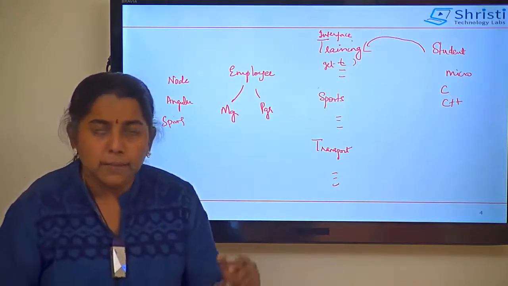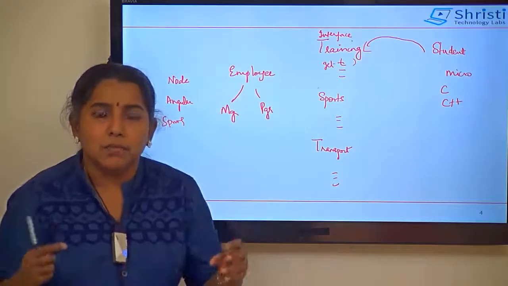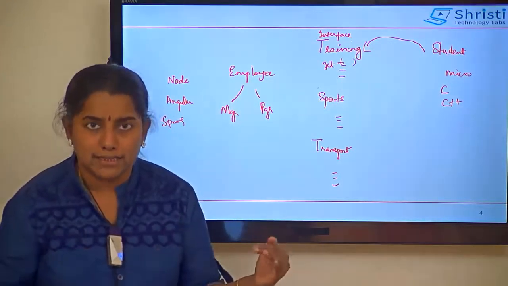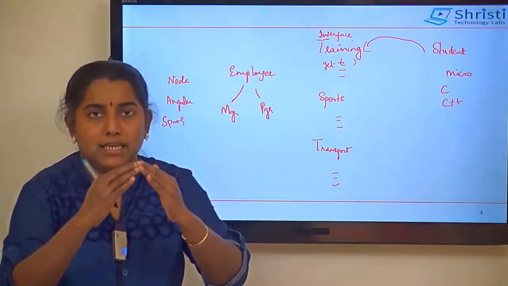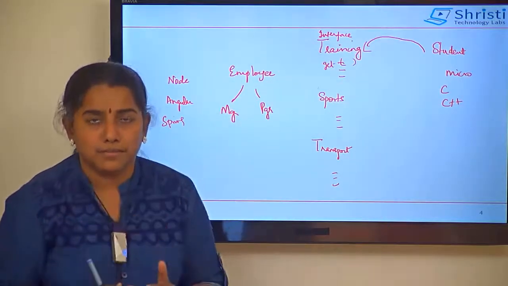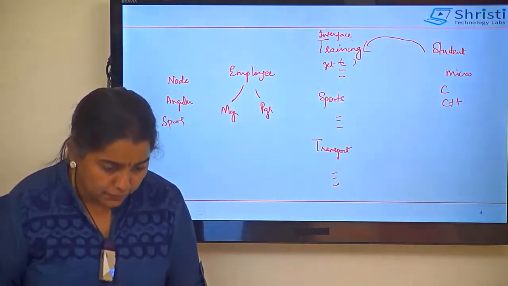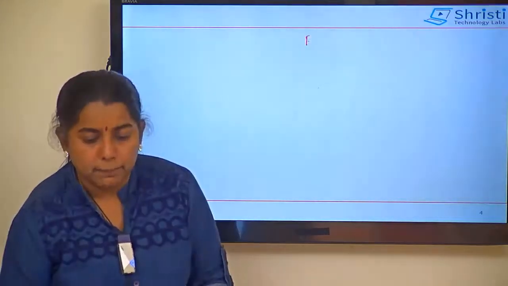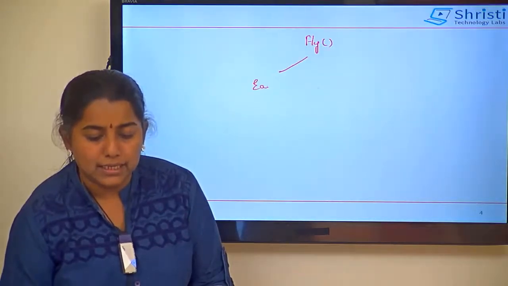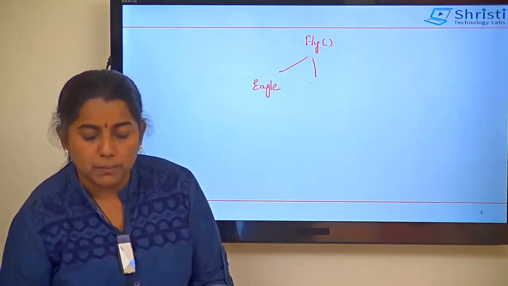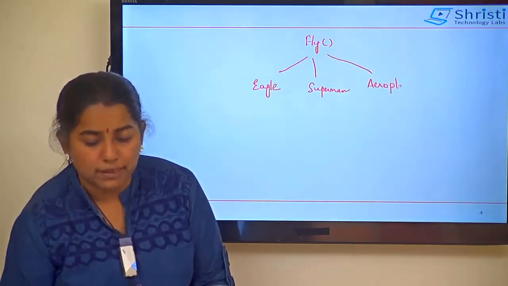If you see here, employee is a different class, student is a different class. When you want to combine different classes under a common umbrella or a common functionality, then you go in for an interface. Let me come with other few more examples also. Say for example, I have a fly method. What and all can fly? An eagle can fly. A Superman can fly. An aeroplane can fly.